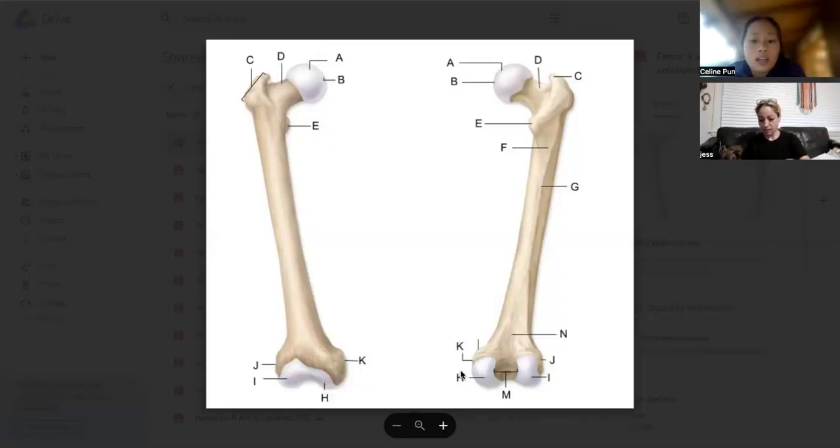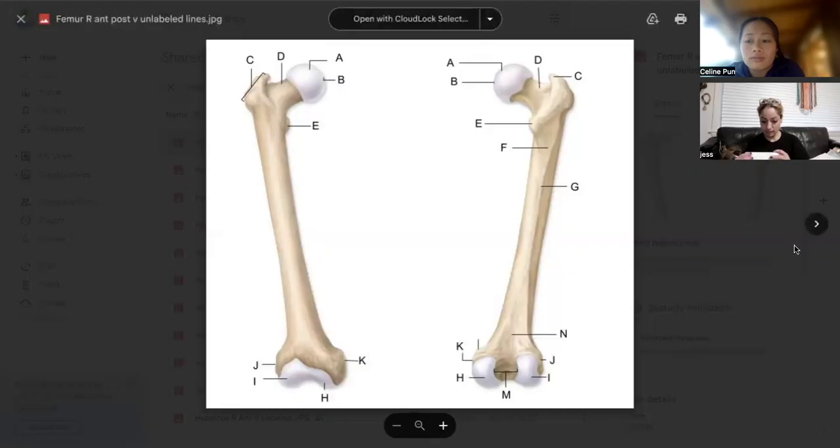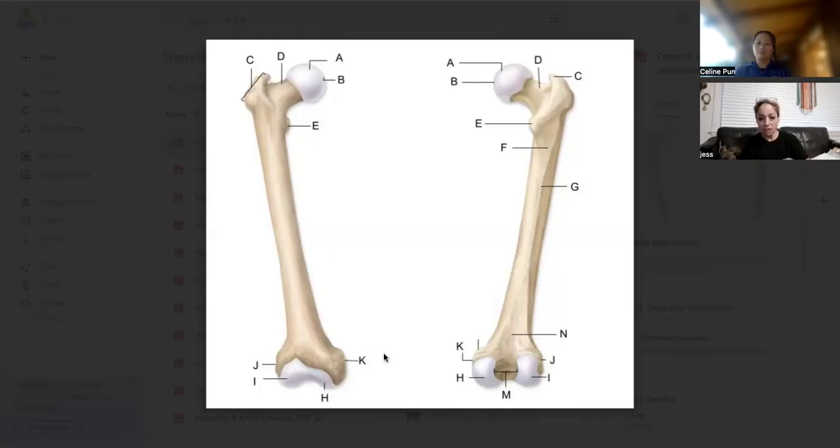Okay, this will be good. Do you want me to quiz you one more time on the femur? Yeah, sure. Okay. What is M? Let me find it. Intercondylar fossa. Yep. Then what is H and I?